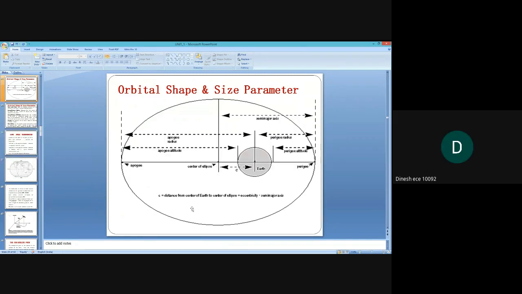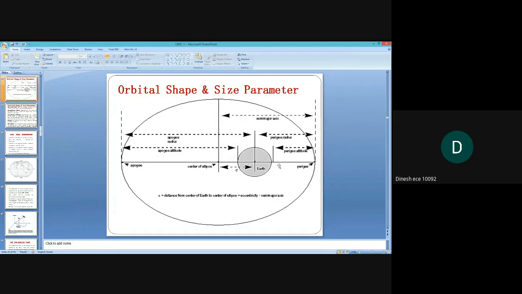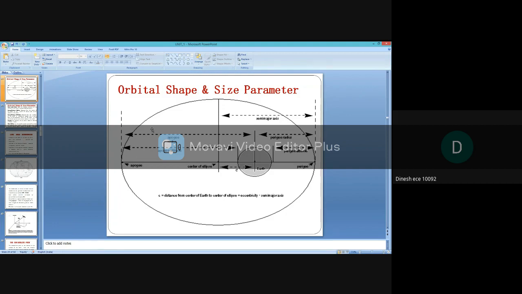So these are the orbital shape and size parameters. So apogee and perigee, you can see. Now I have drawn the Earth from left side to right side. Now you can see the Earth surface. Here it is closer to the rotation of the satellite, so this is called perigee, and here it is farther. It is called apogee. It is the apogee radius and apogee altitude. You can see.